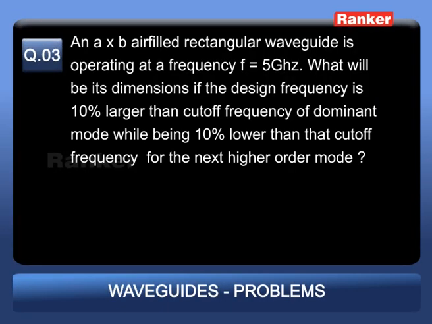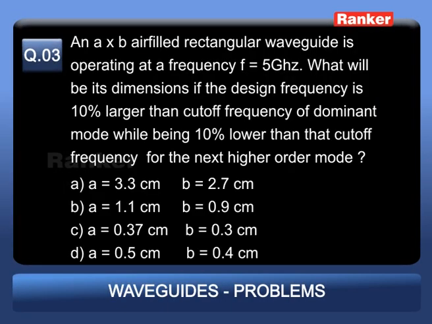Problem 3. An A by B air-filled rectangular waveguide is operating at a frequency f equals 5 GHz. What will be its dimensions if the design frequency is 10% larger than the cutoff frequency of the dominant mode, while being 10% lower than the cutoff frequency for the next higher order mode? Option A: A equals 3.3 cm, B equals 2.7 cm. Option B: A equals 1.1 cm, B equals 0.9 cm. Option C: A equals 0.37 cm, B equals 0.3 cm. And option D: A equals 0.5 cm and B equals 0.4 cm.